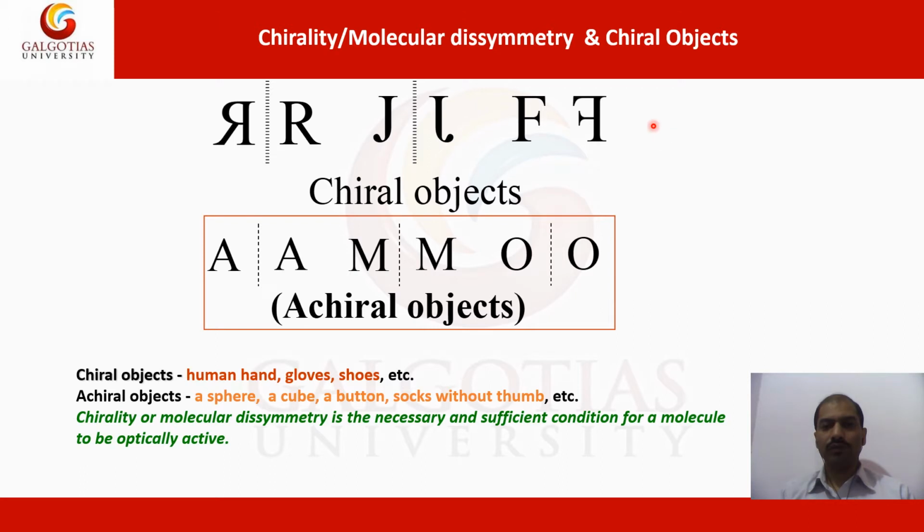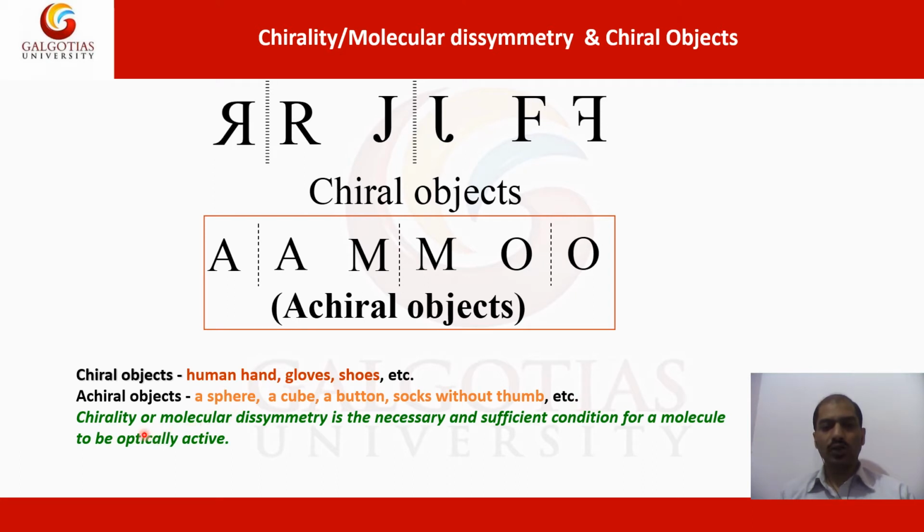In the case of organic compounds, if a similar condition arises, then that will be called chiral. Now if you see another alphabet like A, and put it in front of a mirror, the mirror image will look similar. Similarly in the case of M and O, so these are achiral objects. The chiral objects are the human hand, globe, shoes, etc. And there are a number of achiral objects: sphere, cube, buttons, and socks without a thumb, etc.